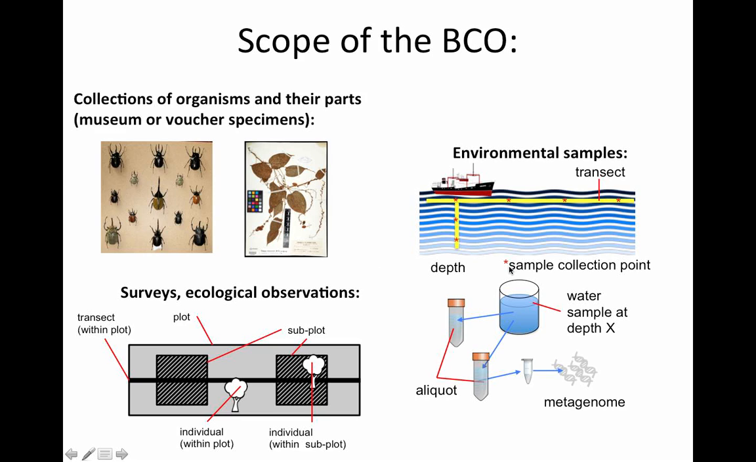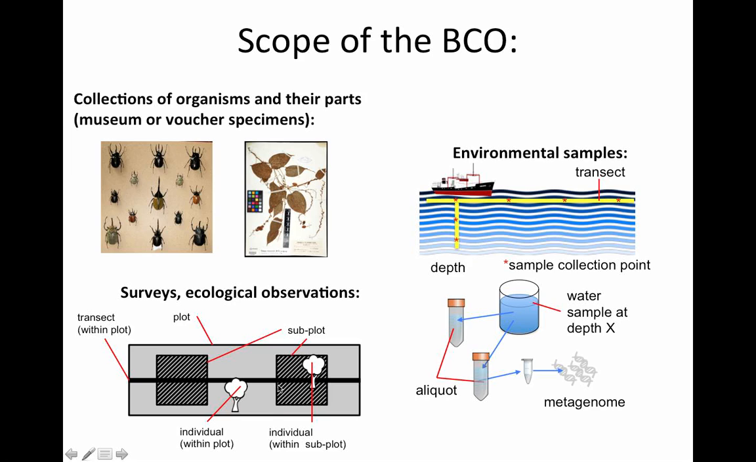The second class of data that we're really interested in is environmental or metagenomic samples. In fact, the linking of environmental samples to traditional museum collections was the original motivation for the BCO. Environmental sampling involves collection of some environmental material, water, soil, tissue of an animal, gut contents, etc., from which different environmental parameters are recorded, and then DNA is extracted to collect the metagenomic sequence.